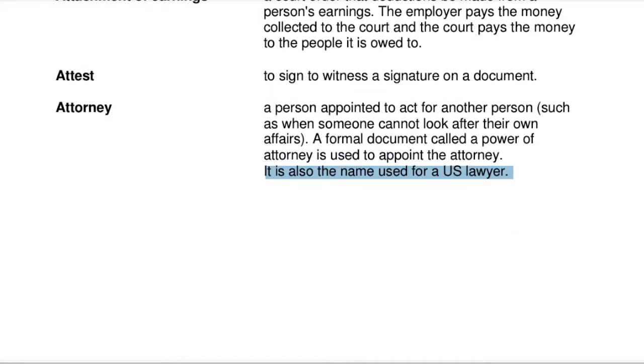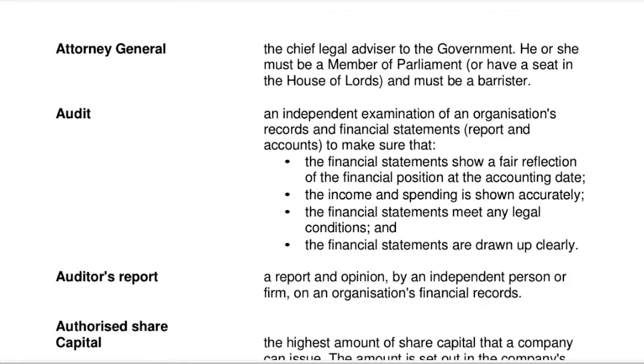Interesting they say here, though, and something to take note: a person appointed to act for another person, and they give here a nice example, such as when someone cannot look after their own affairs. And a formal document called the power of attorney is used to appoint the attorney. Attorney General, the chief legal advisor to the government. He or she must be a member of parliament. Audit.